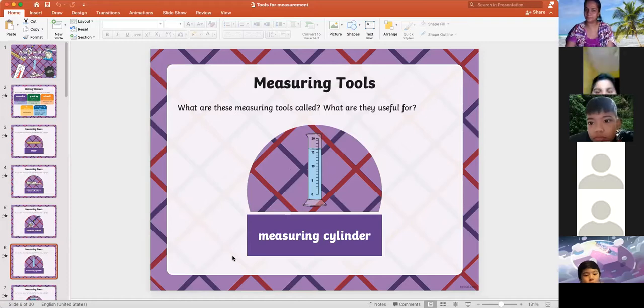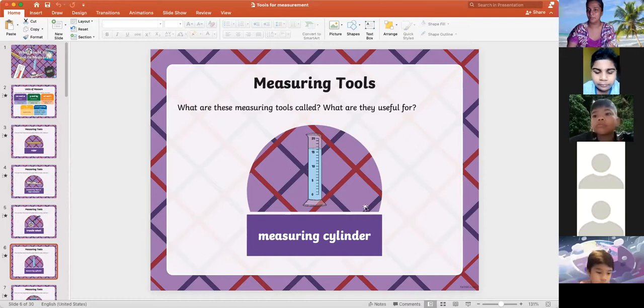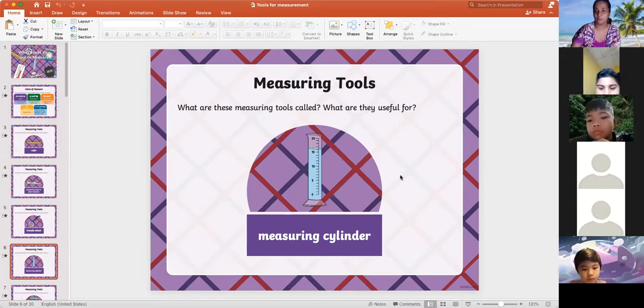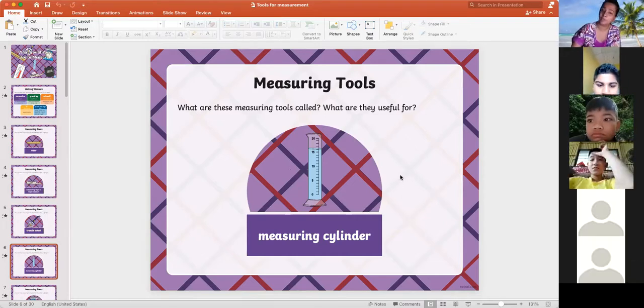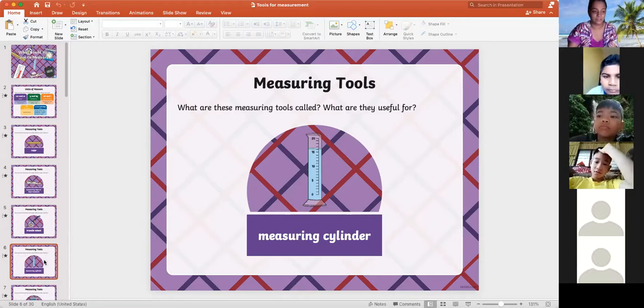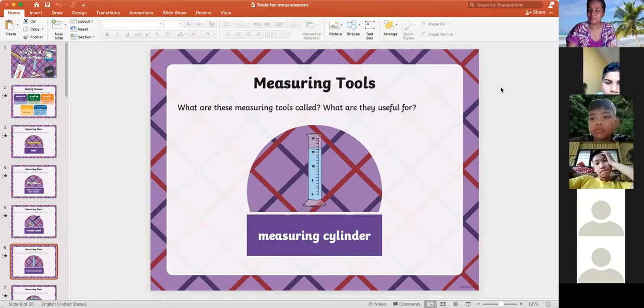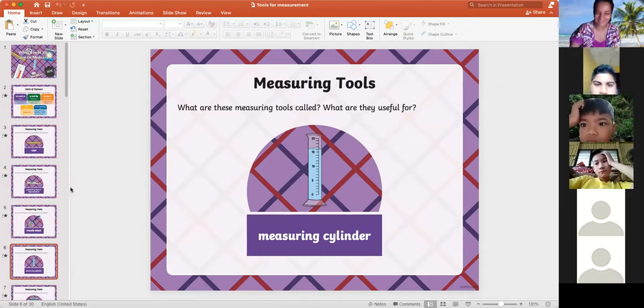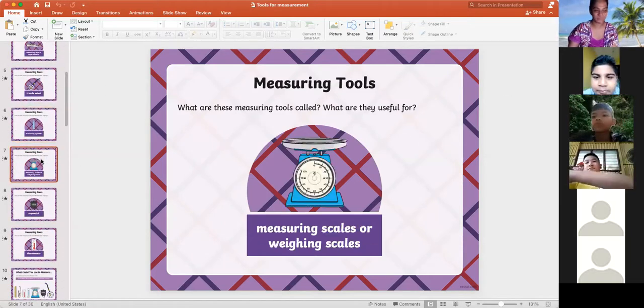What about this? This is a measuring cylinder. What do you think it's measuring? Put it in the chat. Very good. Volume of liquid, or we also have another term, we call it capacity. In Bahasa, I forgot, wait. Isi padu cecair. Thank you very much. Sometimes I also forget. Okay, so let's move on.